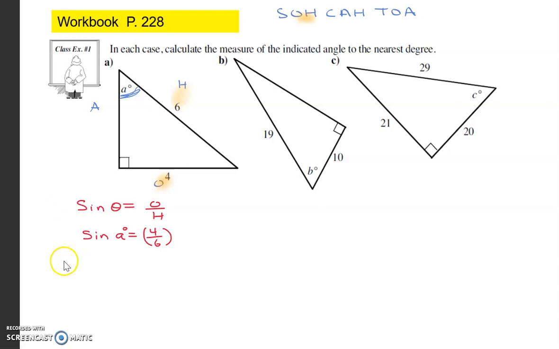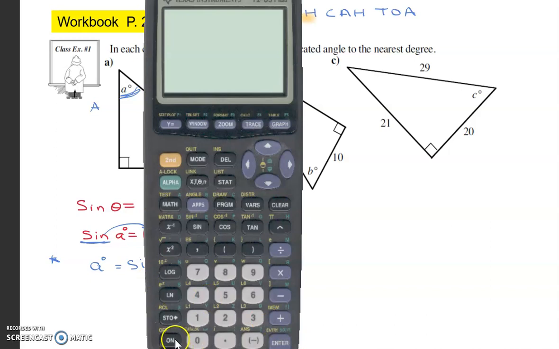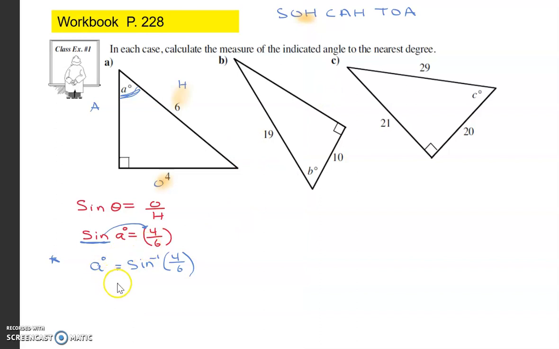And then remember, this is the one step that we have to remember. In order to solve for an angle, we have to use the anti-function, because this time we have sine on this side. When it goes to the other side, it will become anti-sine. So angle A is going to be anti-sine of 4/6. Let's put that in our calculator. It's going to be second sine, 4 divided by 6. And that gives us 41.81 degrees.